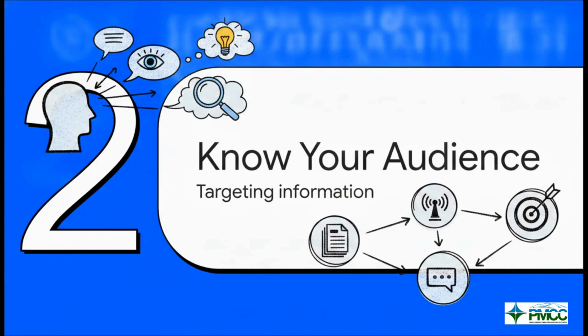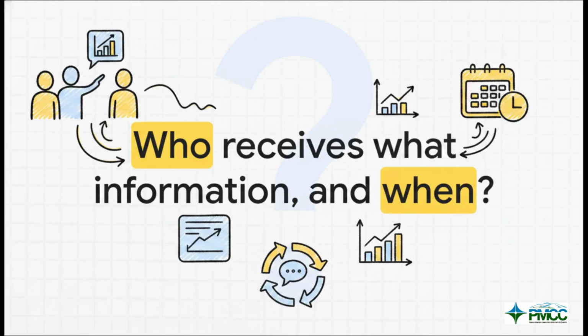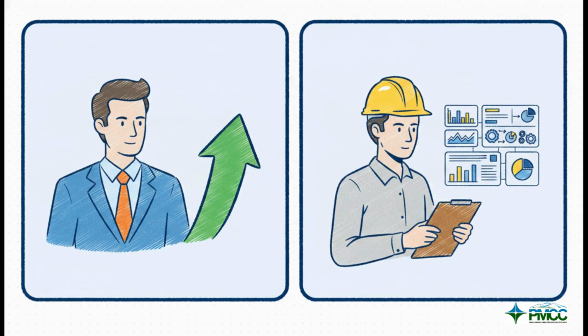Moving right along to part two, knowing your target audience. Before you even think about opening Excel or drawing a single chart, you've got to ask yourself some critical questions. Who will actually receive this information? In what format do they prefer it? And when do they need it? Knowing your audience completely dictates the structure of your reporting. You want to make sure there are zero surprises and that you're giving continuous feedback to the right people exactly when they need it.